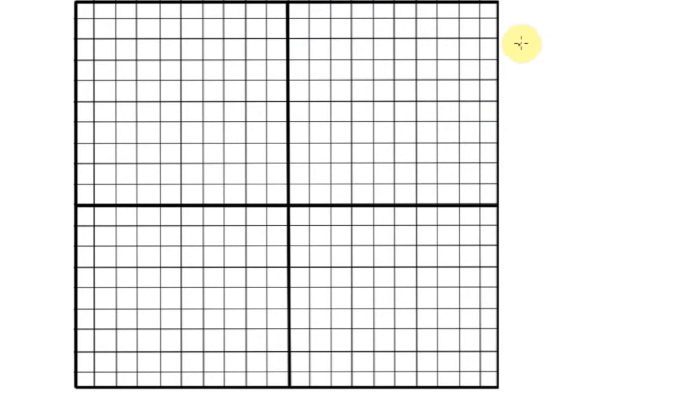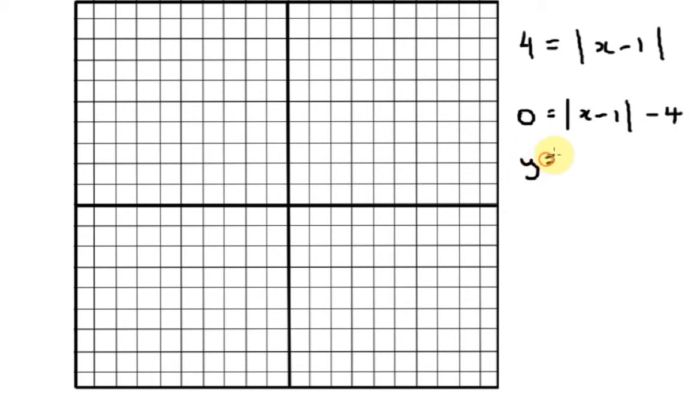So we're going to solve the following. We're going to try to solve 4 equals the absolute value of x minus 1, and that's all there is to it. In order to solve this, step number 1 is I don't like this 4 sitting there on the left side. So I'm going to move that 4 to the right side. So I'm going to go absolute value of x minus 1 minus 4. So I just moved it over. Now I can relate the y equals.